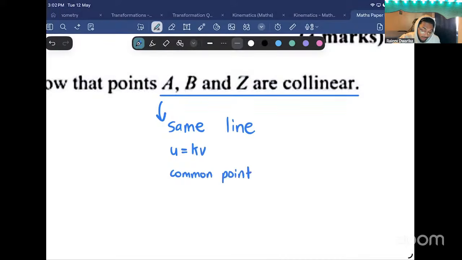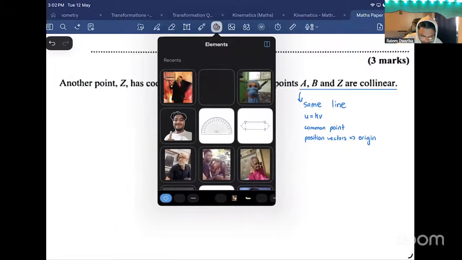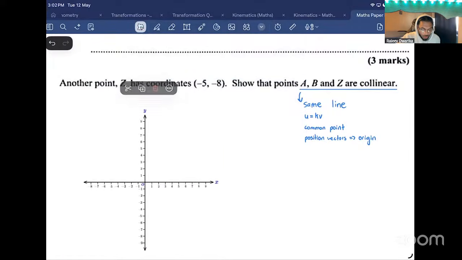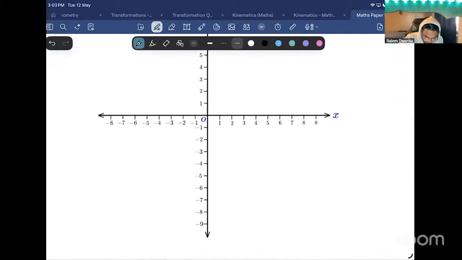Now, if it's points A, B, and Z, chances are all of them are position vectors. All position vectors start at the what? Hello, where do position vectors start? The origin. So let me do a quick sketch so I can visualize this. I have a point Z. Z is (-5, -8). You can see that is -5, -8, and that's Z.